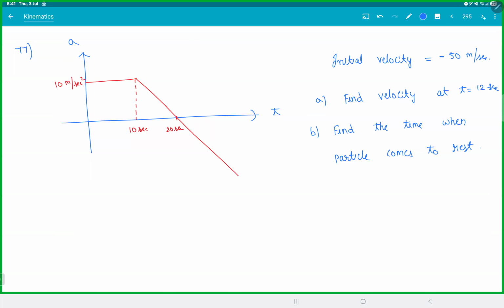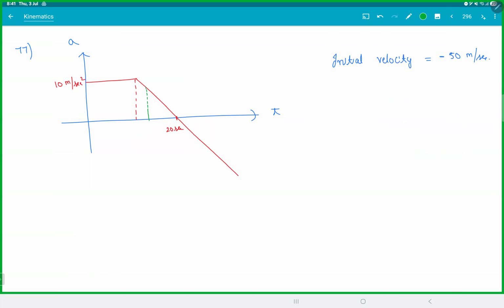First was easy. You just need to find the area till 12 seconds. So where is 12 seconds? 12 seconds will be somewhere here. That will be 12. This will be 10. So I want you to find this area and this area. So this square's area is 10 into 10. That is 100. That small trapezium's area will be how much? This is 2 seconds. This height will be 10. And you can see this height will be 8. Are you getting how I got that height 8?